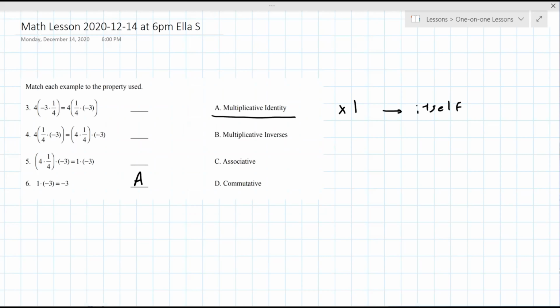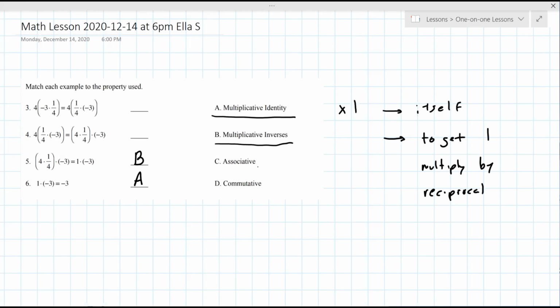The multiplicative inverse is what you use to get 1. The example they would use is when you multiply by the reciprocal. You actually see that in a few places here, but the best example of that, I suppose, is 5. I guess that is the right one there.